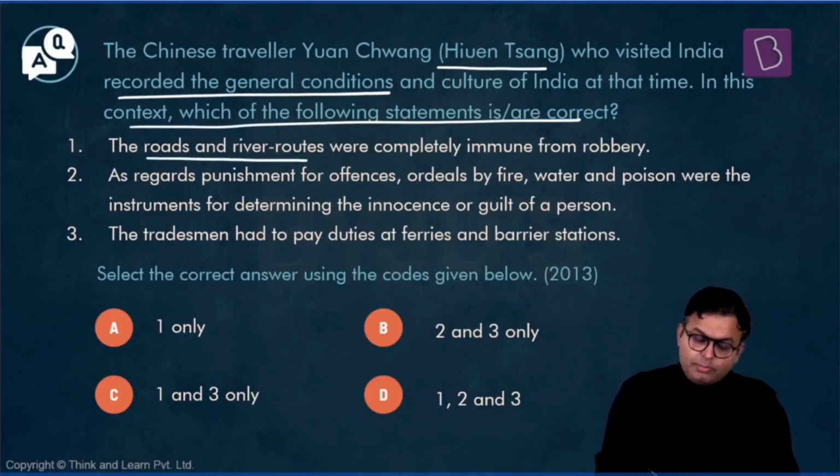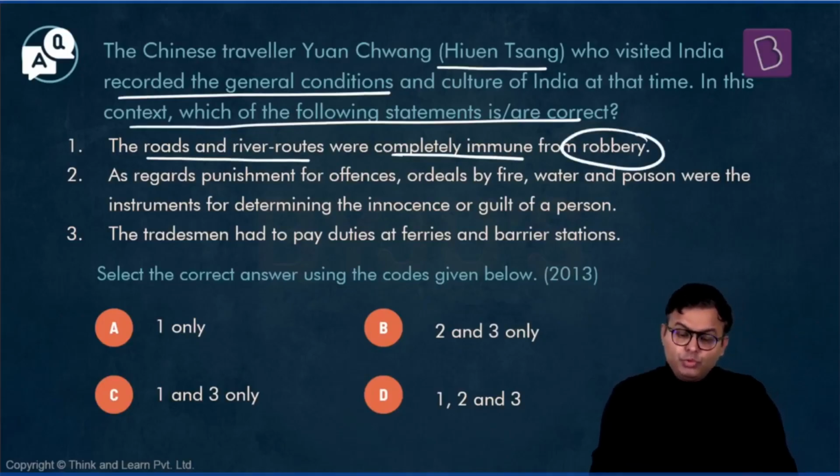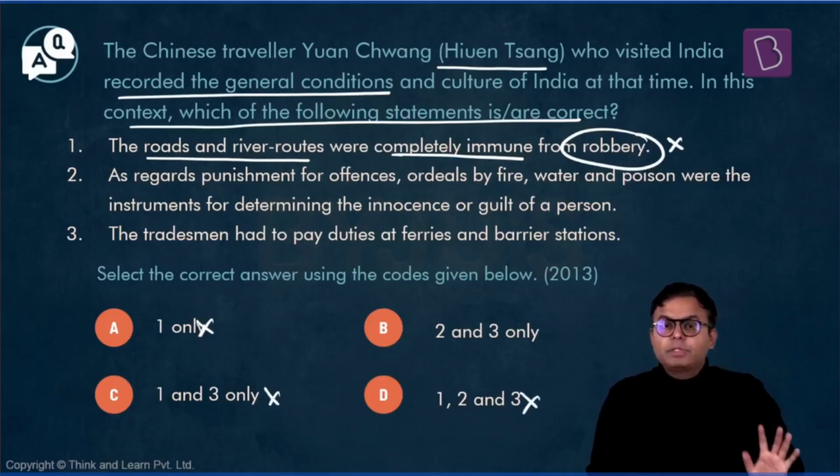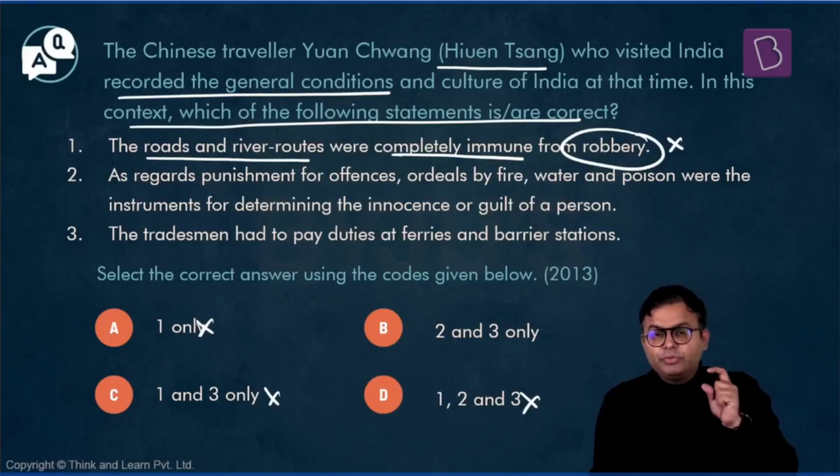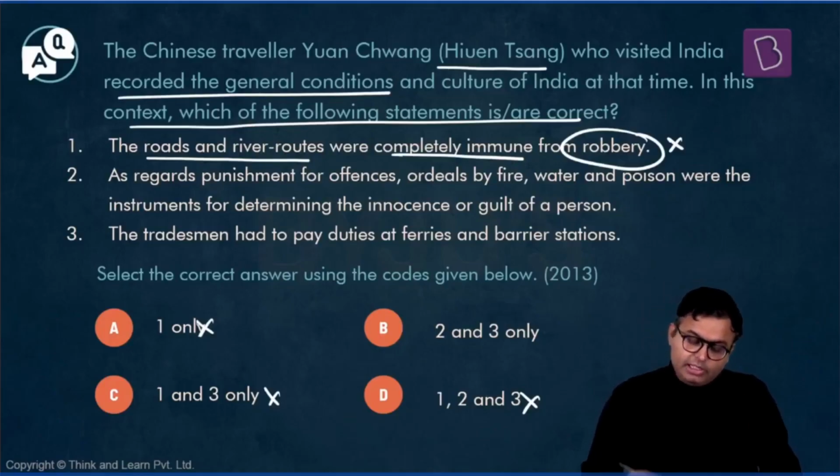The roads and river routes were completely immune from robbery. Now, again, this is something which we have to infer from a very important and interesting piece of insight, that Huen Tsang was robbed twice during his stay in India. So that definitely means that the first is wrong. And then you can see, without even reading the other two options, because I know this important piece of anecdote or information, I can get it right.